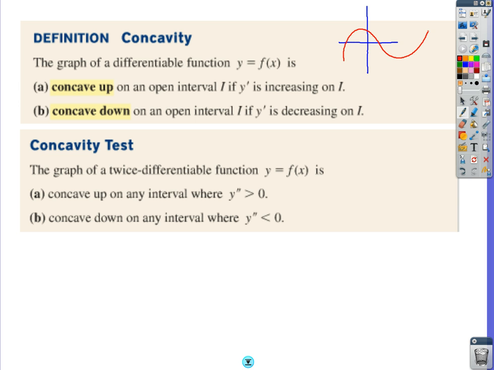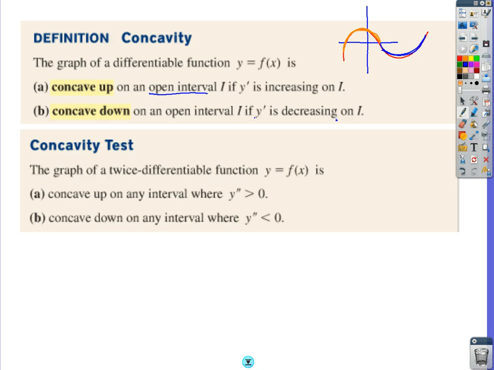Alright, a graph is considered concave down in this section right here, okay, because it is concave down like a frown, and over here it switches over to concave up like a cup. So the way concavity is actually described mathematically is to say that a function is concave up on some open interval, this is key, open interval, okay, if y prime is increasing. And it's concave down if y prime is decreasing on another open interval.